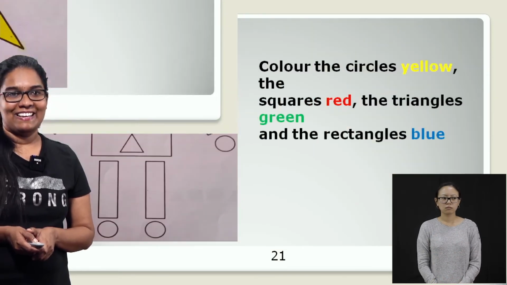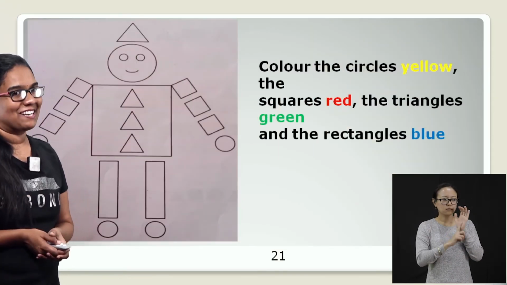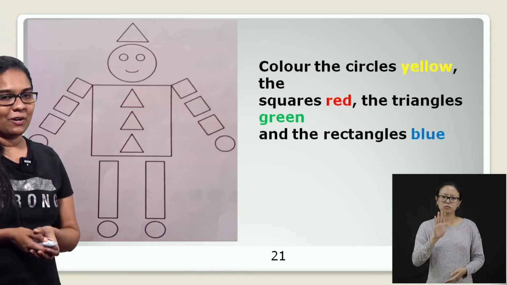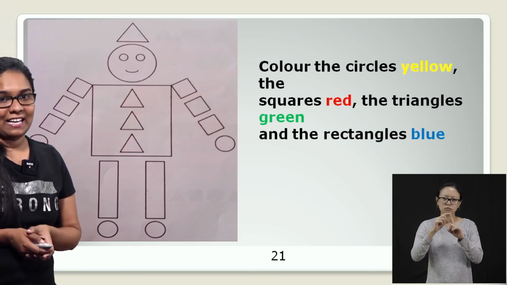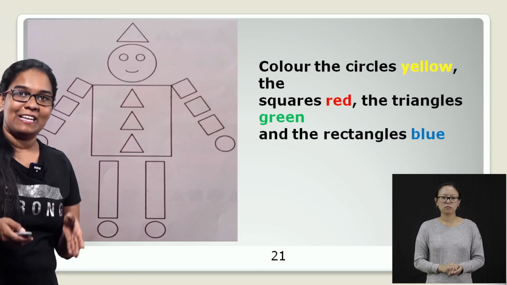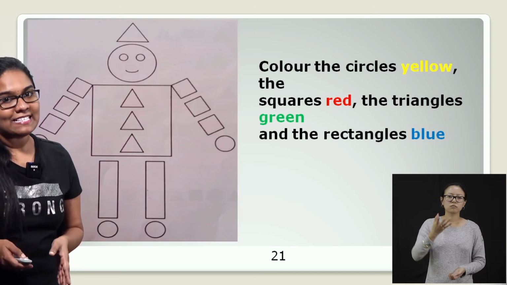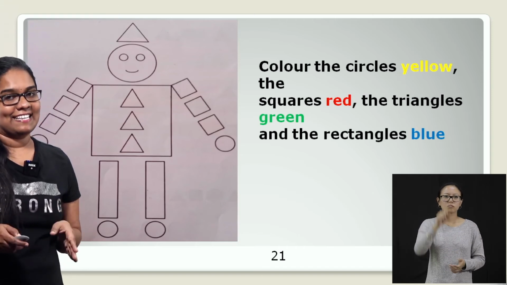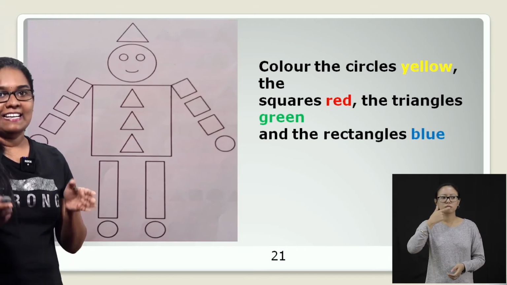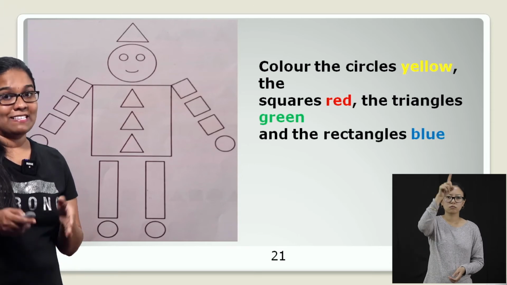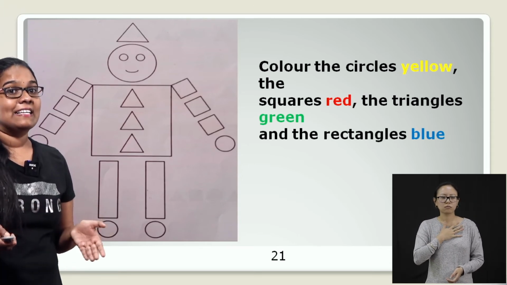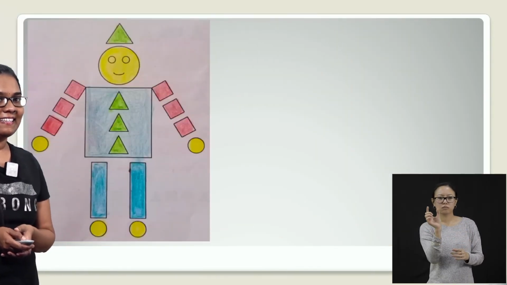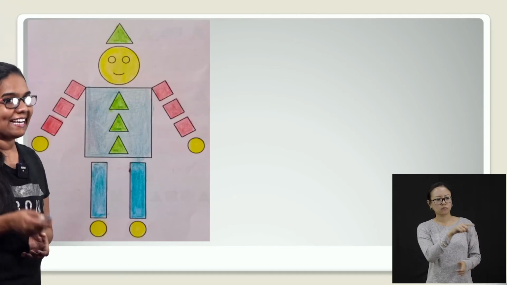Okay. Then, can you see this picture in your textbook? It's in page number 21. You can see the same picture. Okay. You have to color the circles yellow, the squares red, the triangles green and the rectangles blue. Okay? Then, like this. Okay? You have to color like this.